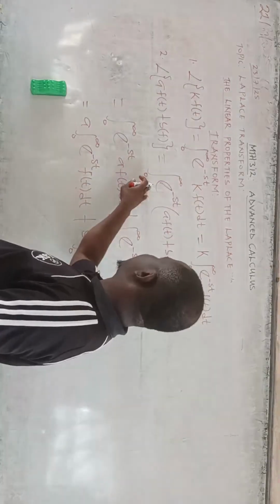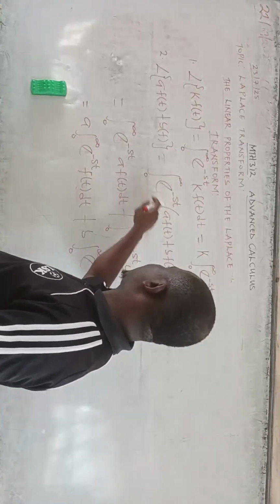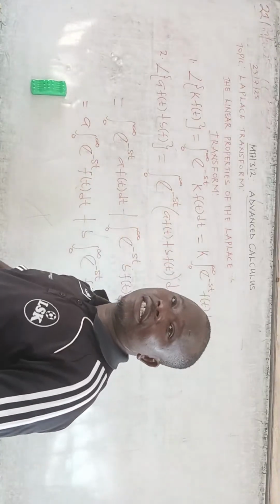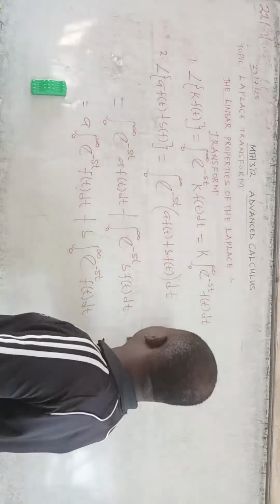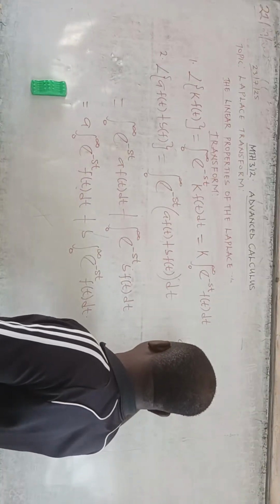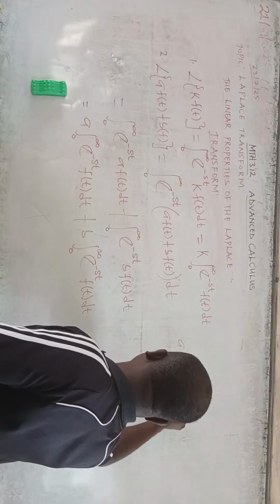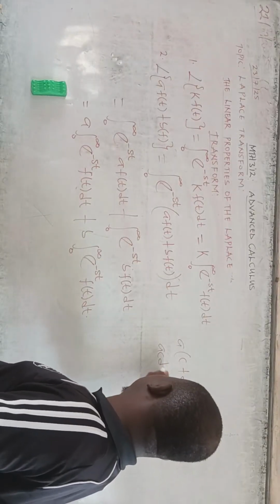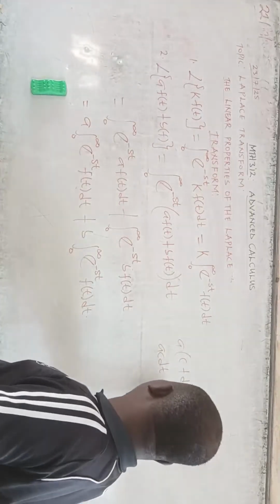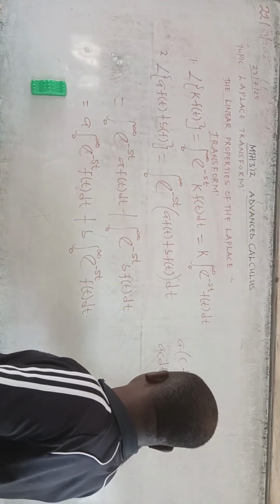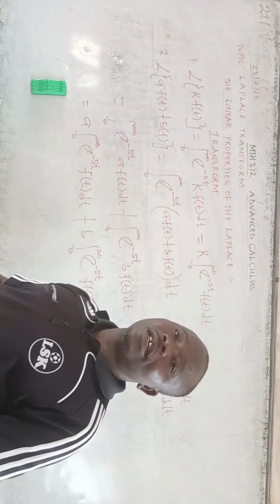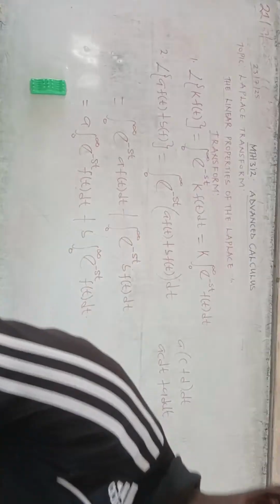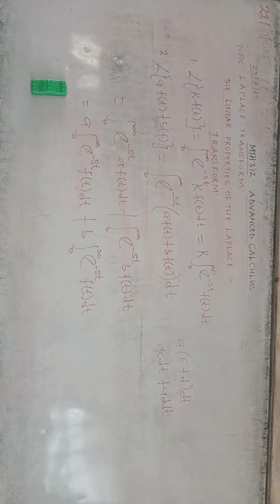Just like if we have a open bracket c plus d dt, use this one to multiply, you have ac dt, plus this one to multiply, you have a d dt. So it's as simple as ABC.